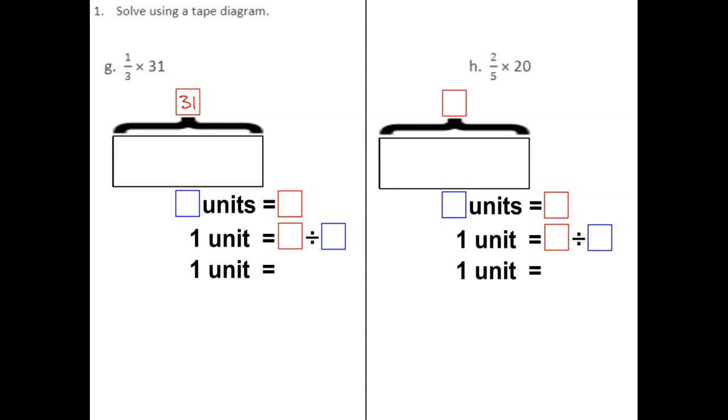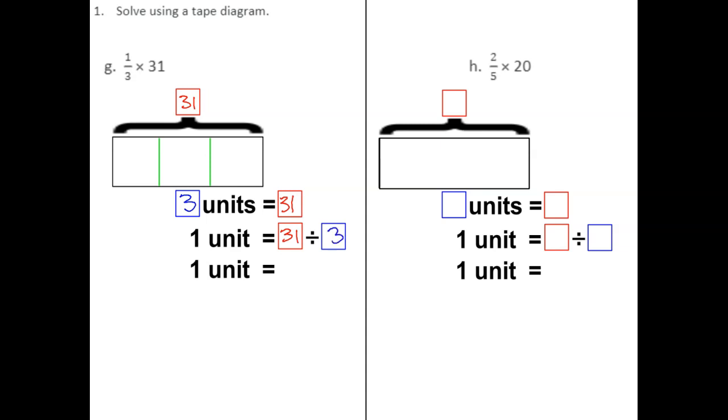Answer to yourself. Thank you. Hopefully you said 2 partitions will give me 3 parts. All right. So now we know that we have 3 units is equal to 31. So that means that 1 unit is equal to 31 divided by 3.